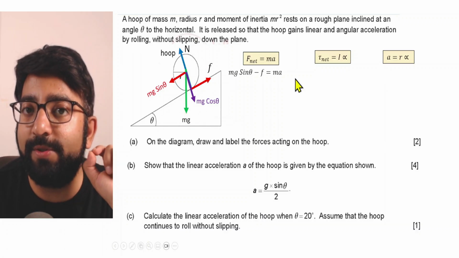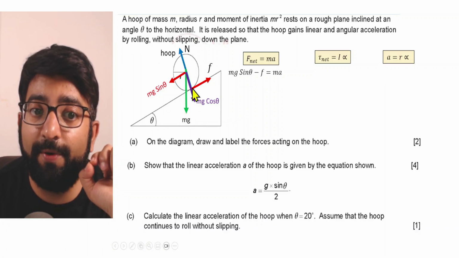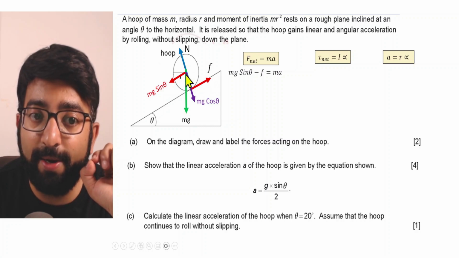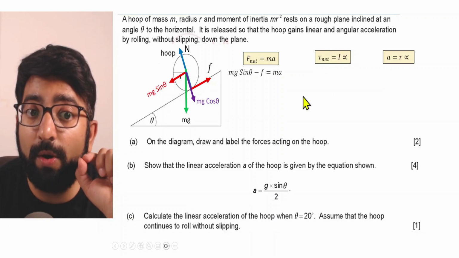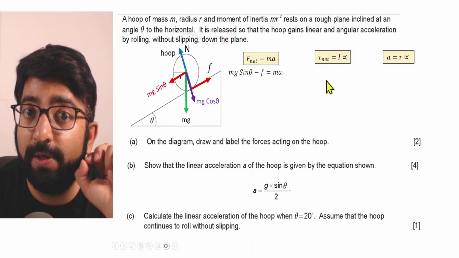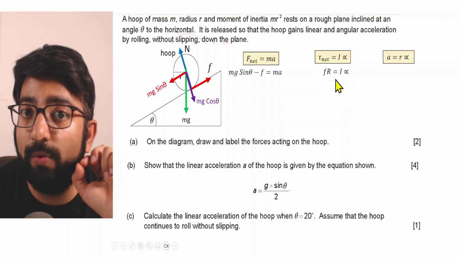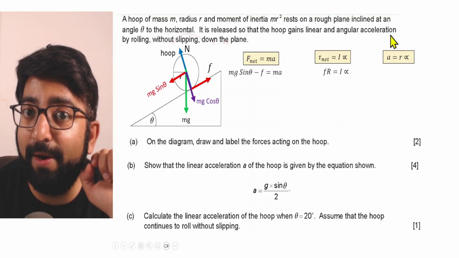For friction, we can use R f sin theta. So torque for friction will be friction f multiplied by R, where R is the radius of the hoop. Hence, the total torque will be just the torque due to friction, which is f into R, and that will be equal to I into alpha. And then we come to the last expression, a is equal to R alpha.